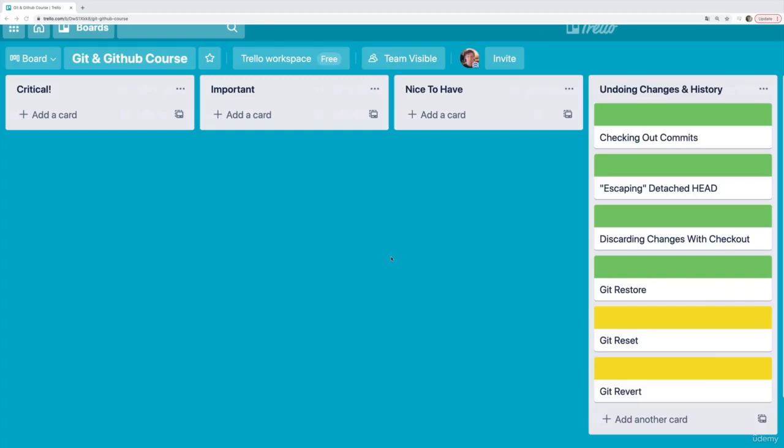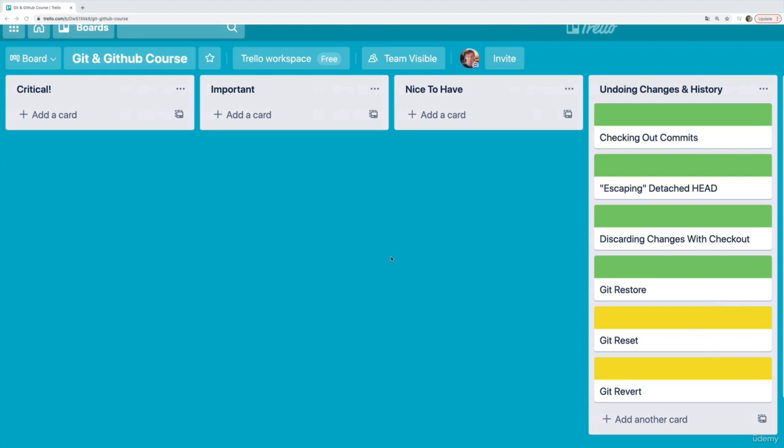So this next section is a big one in terms of the number of commands we cover. We talk about at least 4, maybe 5 different commands. The thing that binds them all together is that they help you either undo changes or go back in time or view changes from earlier. But there's not just one thing we talk about. There's not just one command.